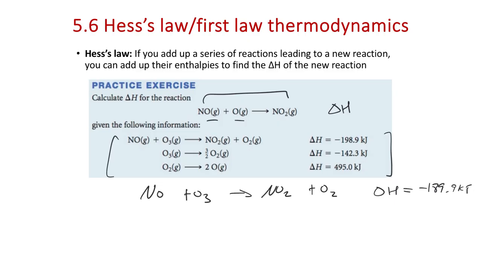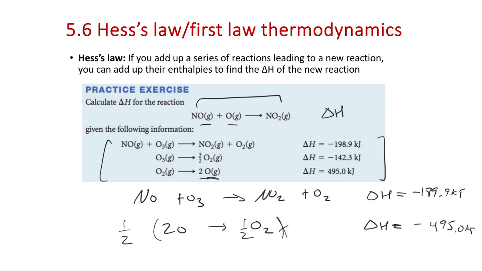Okay, so at least I've spotted the O is over here, and I need it on the reactant side. So if I write this reaction, 2 O atoms forming O2, I know the delta H of that reaction should be flipped, so this should be minus 495.0 kJ. And then I need just 1 O, so I need to cut these coefficients in half. So I need to put a half through the whole reaction, and that'll make 1 O go to a half O2.